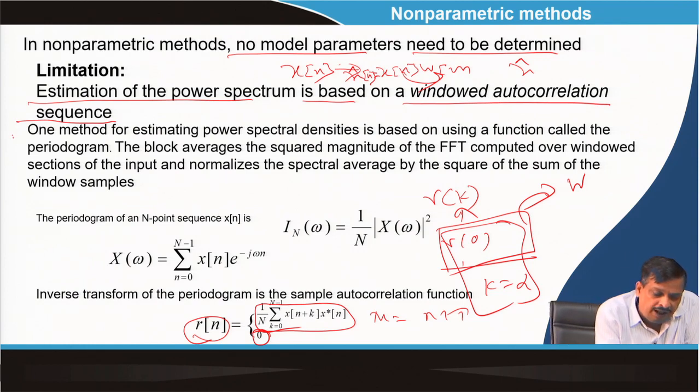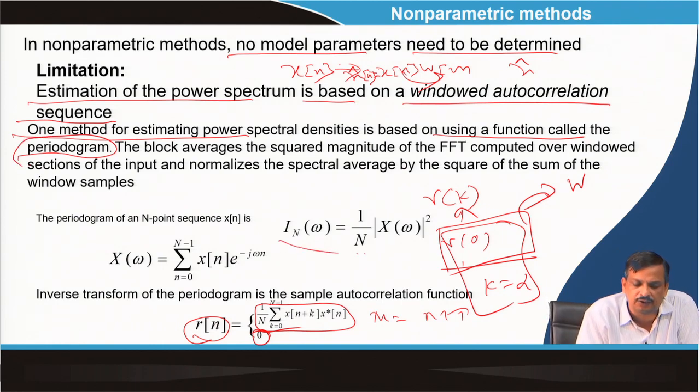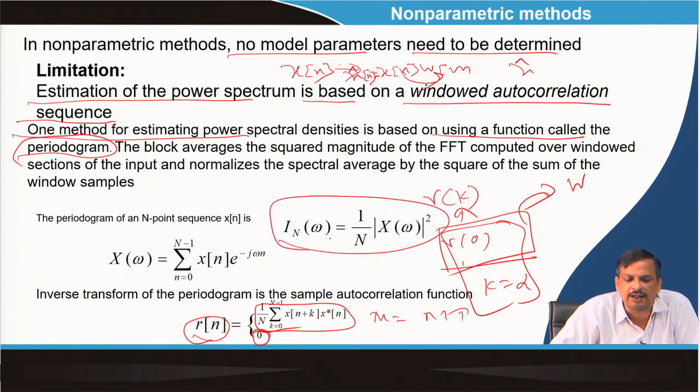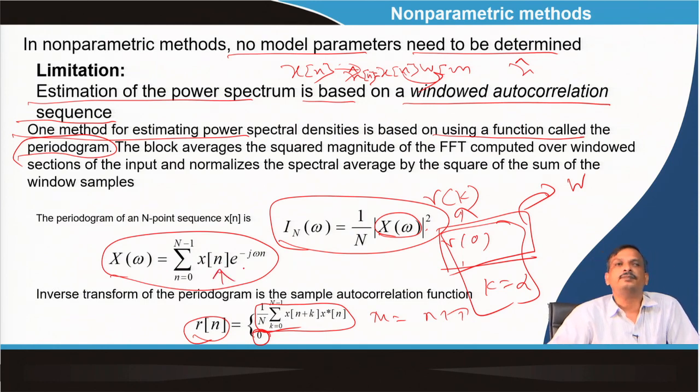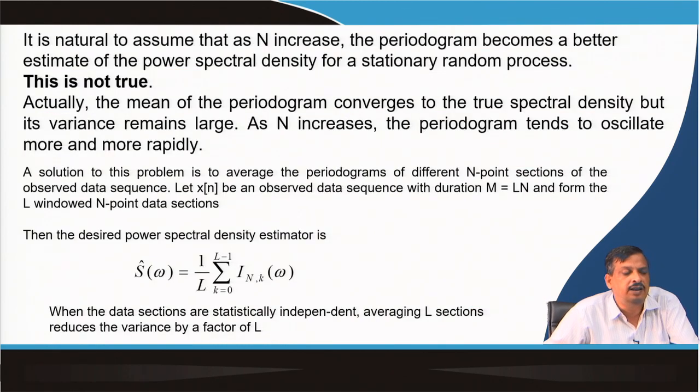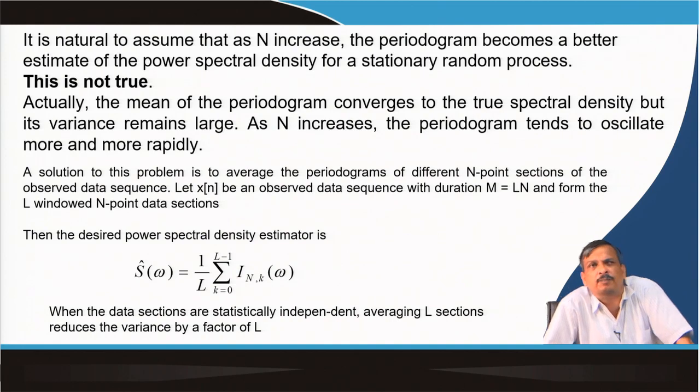To estimate the power spectrum, we use a function called the periodogram, which is defined in this way: I of omega is equal to 1 by n times the magnitude squared of X of omega. What is X of omega? It is nothing but the Fourier transform of xn. Okay. That is how I can calculate the periodogram, the method for non-parametric estimation of the spectrum.